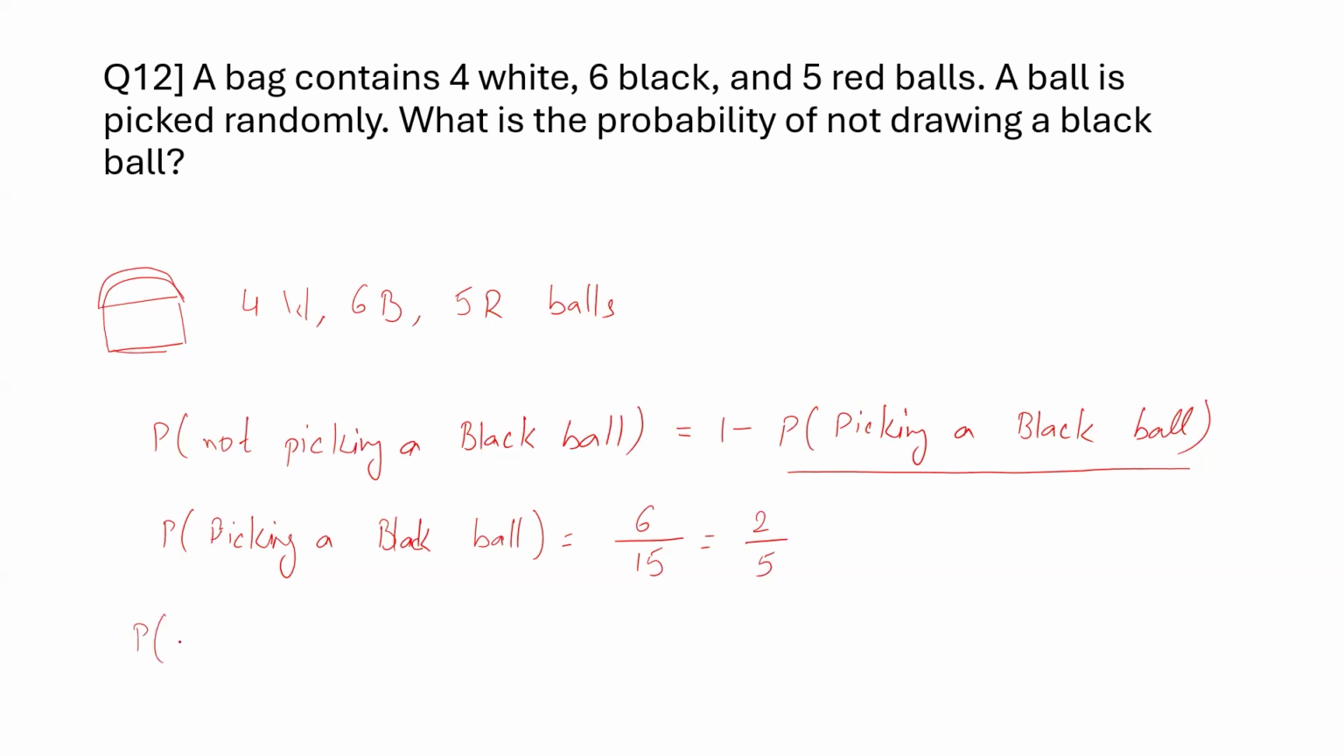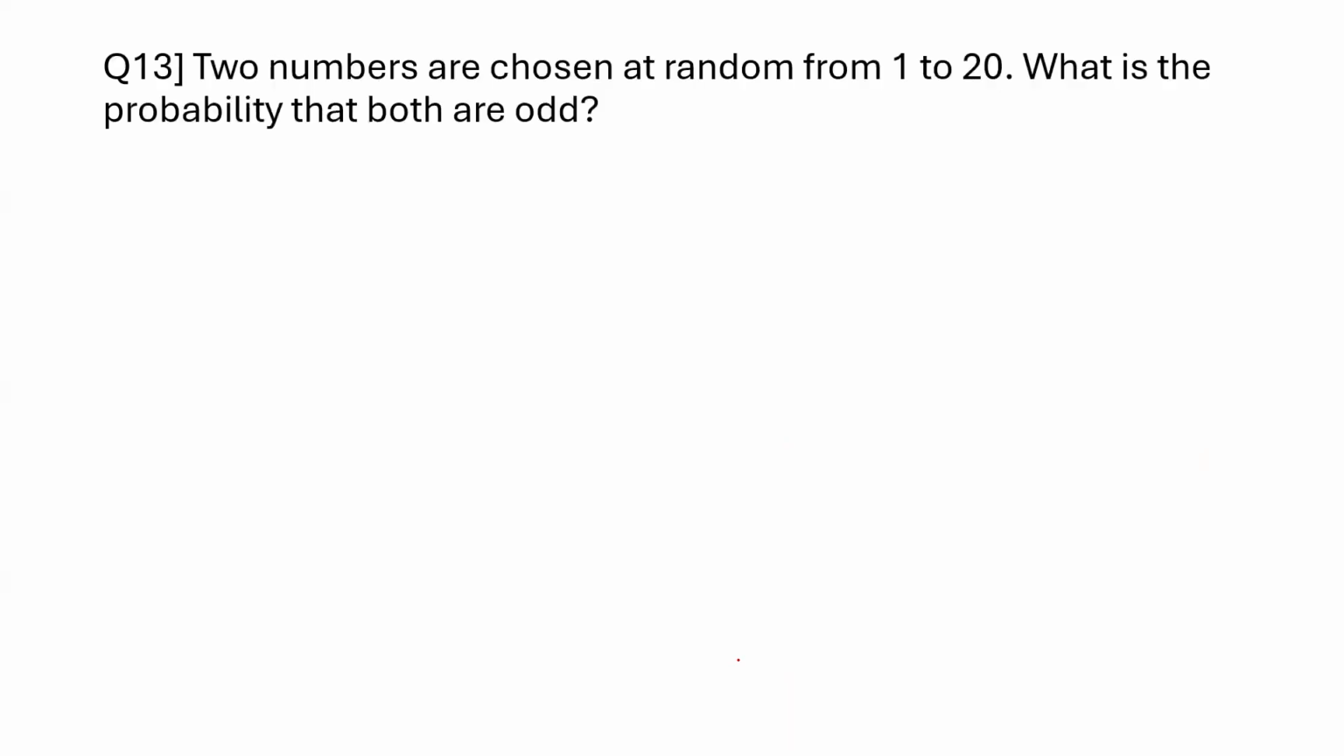Now the final answer. The probability of not picking a black ball is 1 minus 2 upon 5. That is equal to 3 upon 5. Is that fine? That is how you can compute the probability of not doing something. Not doing something is the same as 1 minus doing that thing. Complement rule. Next problem.